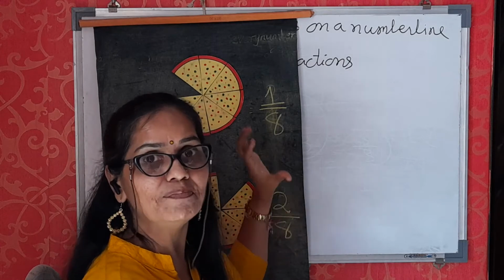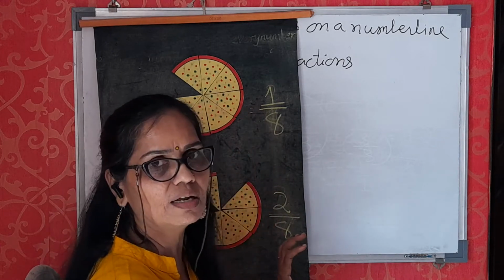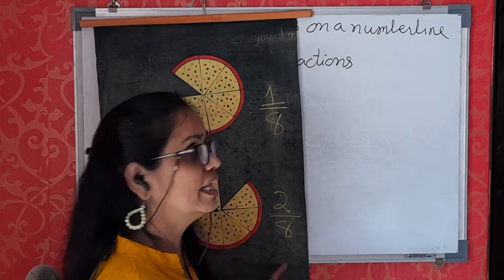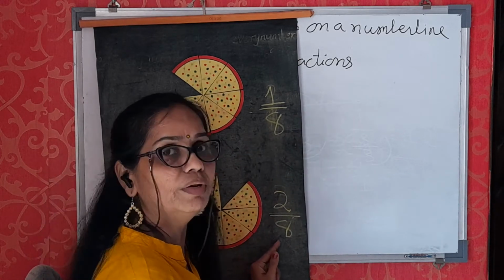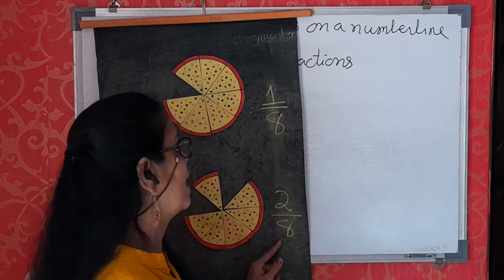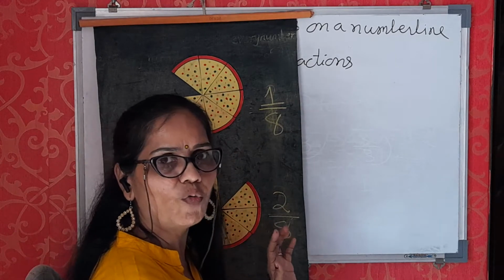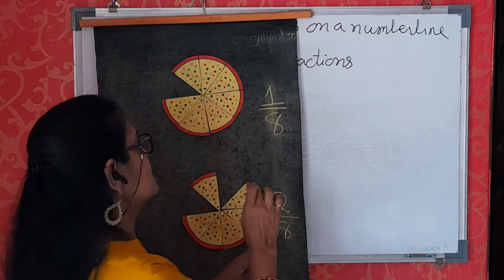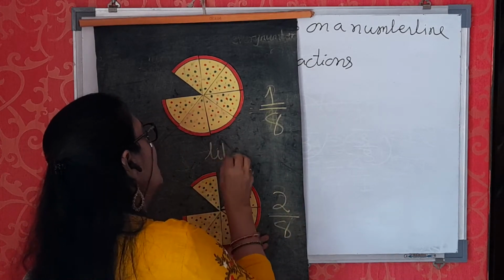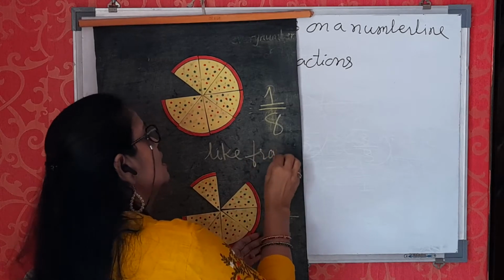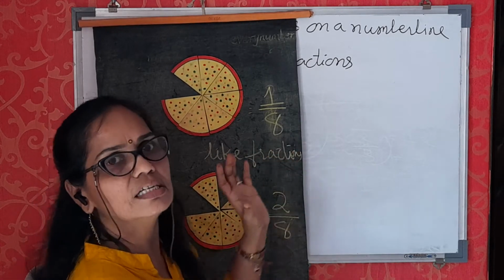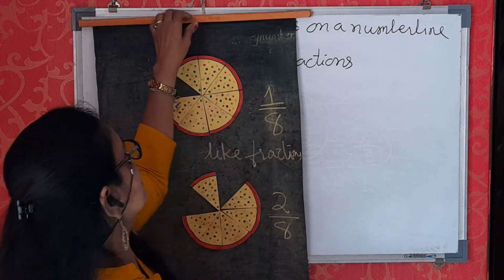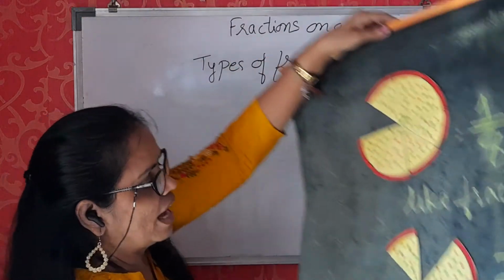What is common between these two fractional numbers? Yes, your denominators are common. That is 8 is the denominator because I made 8 equal parts. So that common number is your 8. So this is nothing but they are called like fractions. That means in fractional numbers, if your denominators are same, it is known as like fractions.